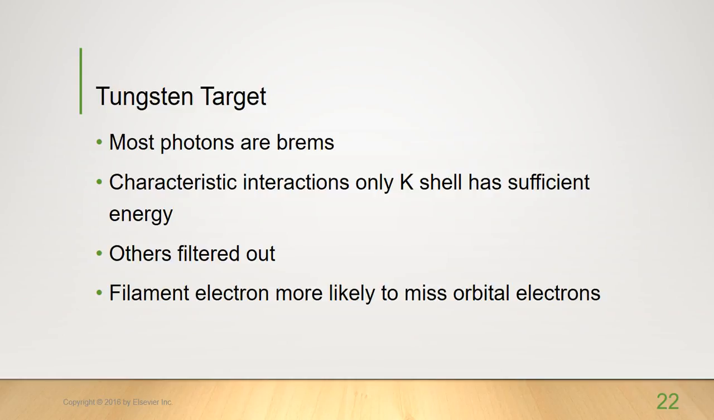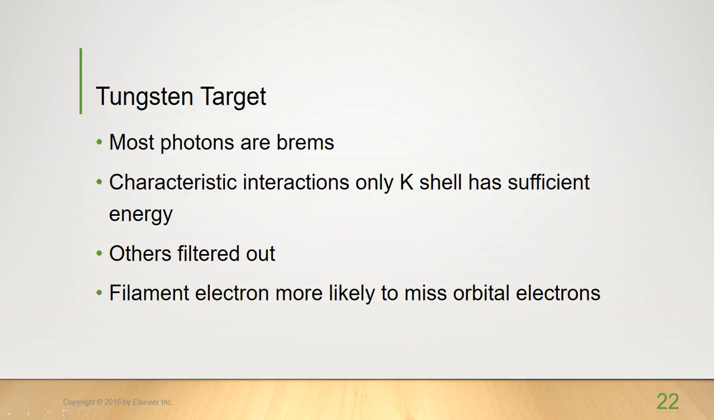One reason is that characteristic interactions, only those that involve the K-shell, have enough energy to be useful. All of the others are too weak to contribute to the radiographic image and are typically filtered out by the beam. And that's what's built into the filtration of the beam. So we'll talk about that in just a second.